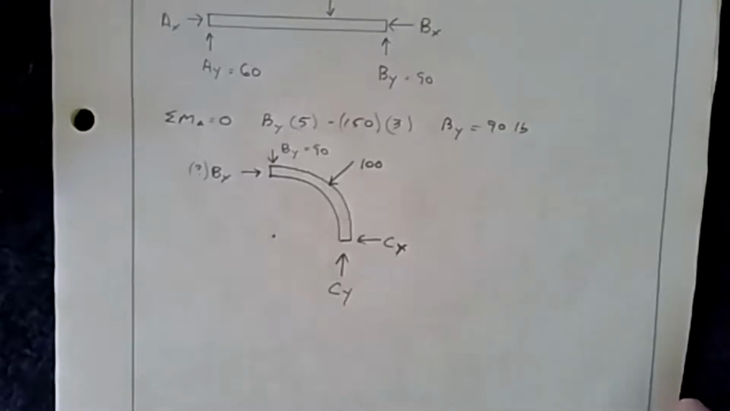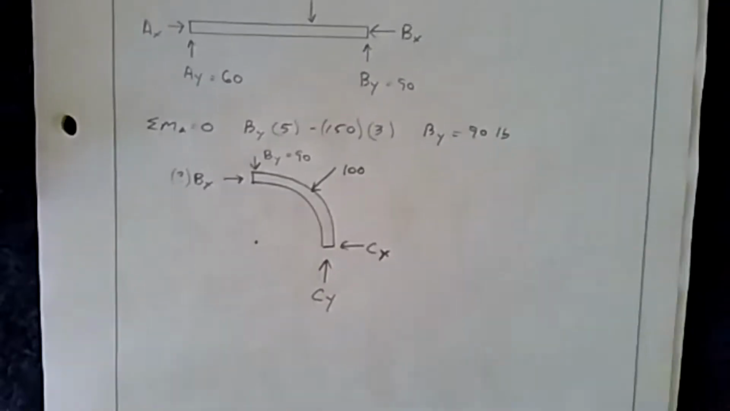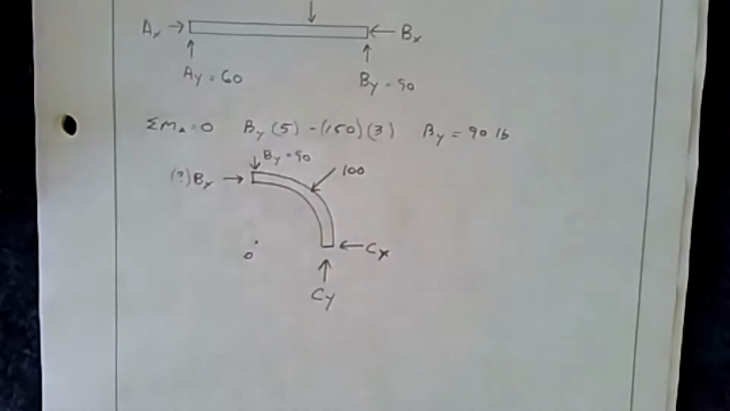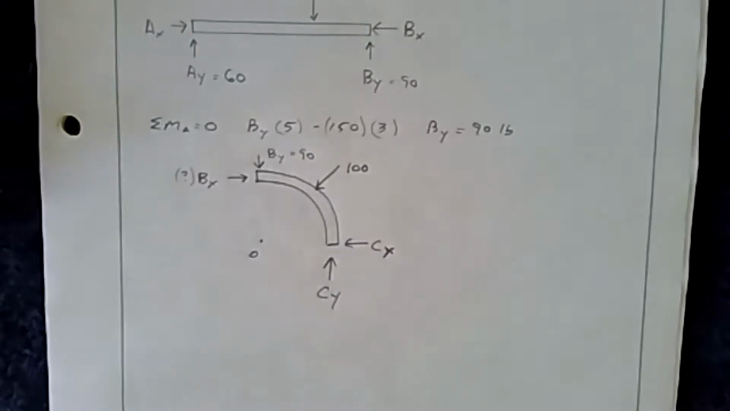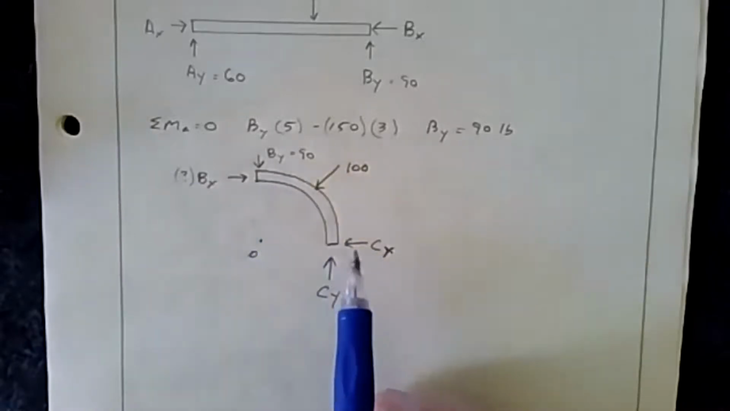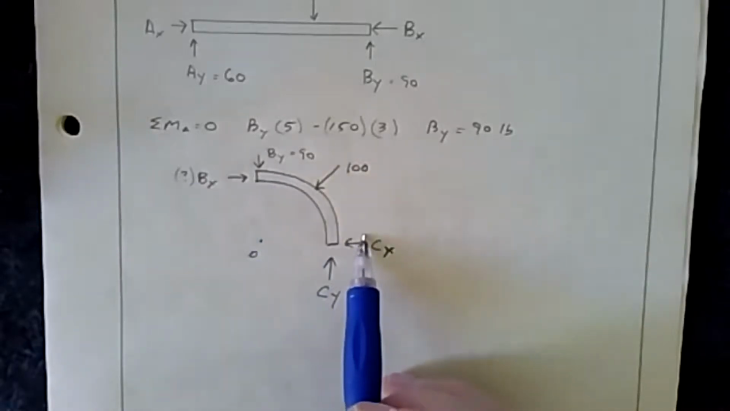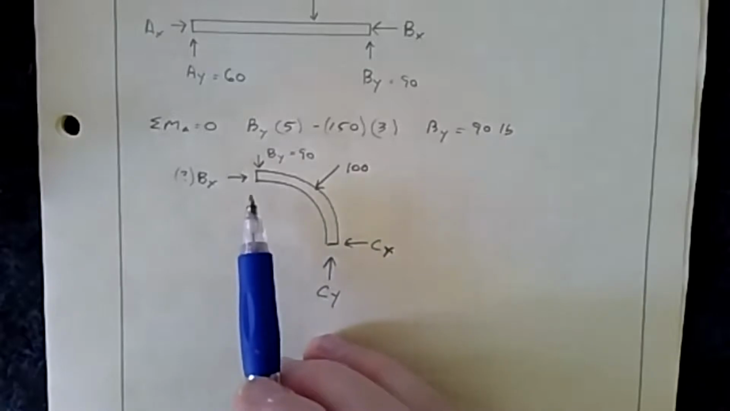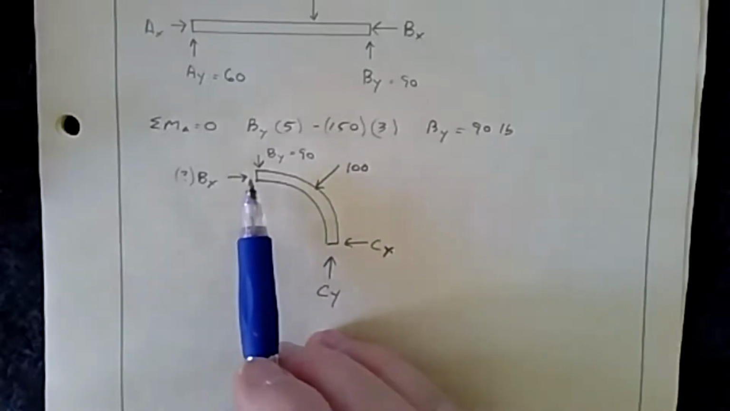Okay, so here we have this. So we know that this point here, we'll call that O, is the center. And the nice thing with that is if we sum a moment about that point, it gets rid of BY and CX, and it leaves us with just CY and BX, doesn't it?